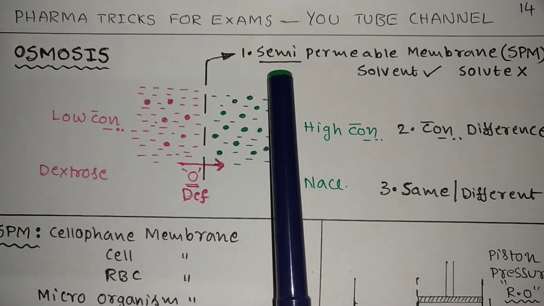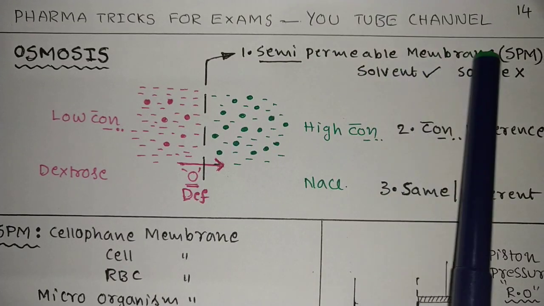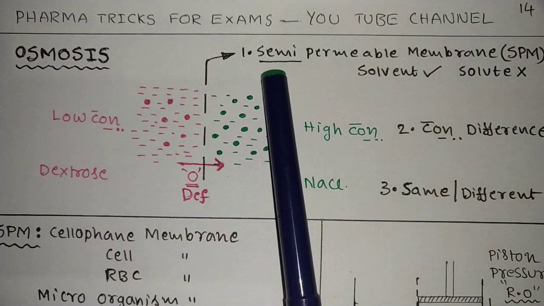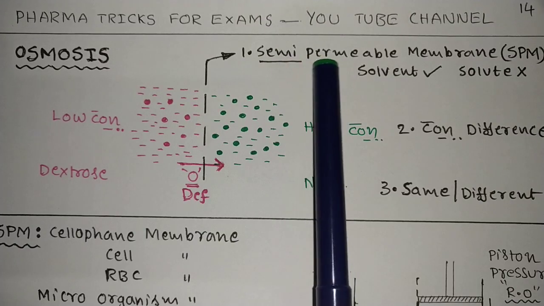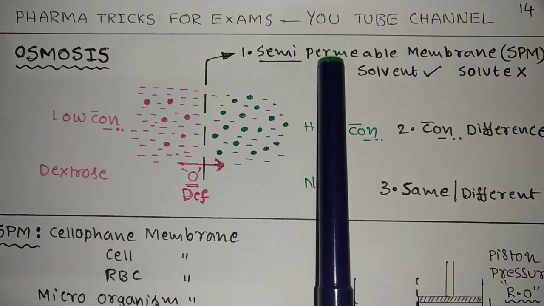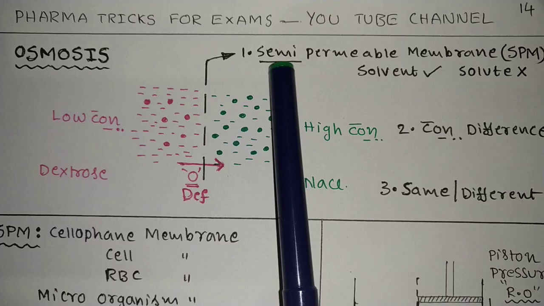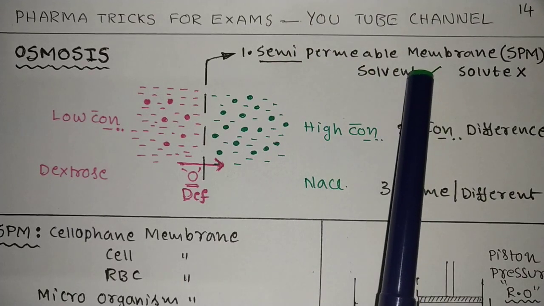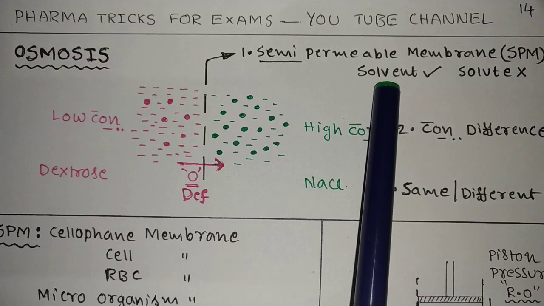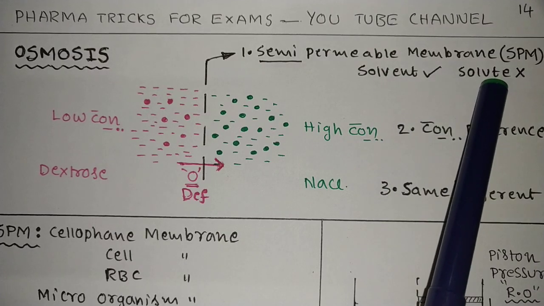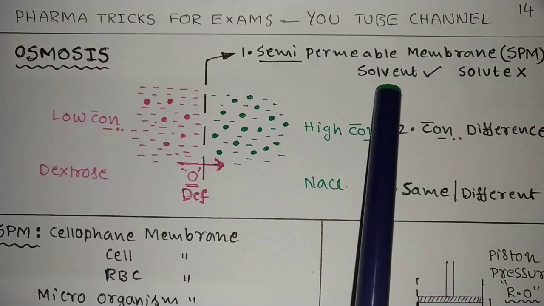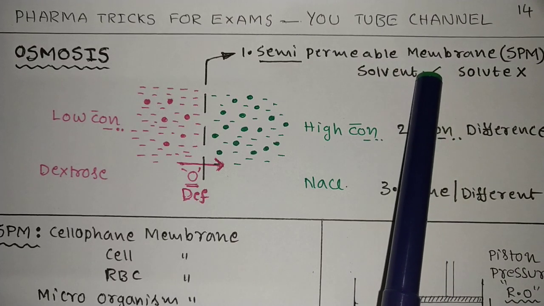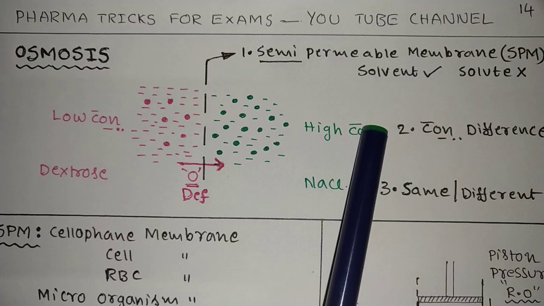First one, semi permeable membrane, SPM. The name itself indicates semi permeable. It doesn't permit all, it permits only a few things. That's why semi permeable. Here the semi permeable membrane, SPM, will permit only the solvent, not the solute. Solute and solvent together, we call it a solution, that we know very well.